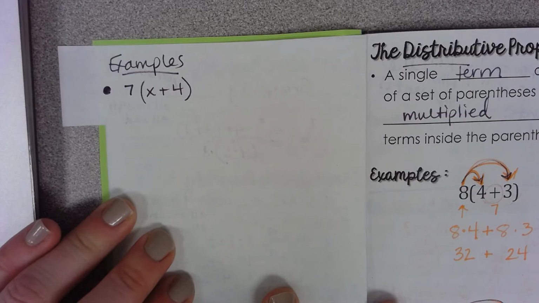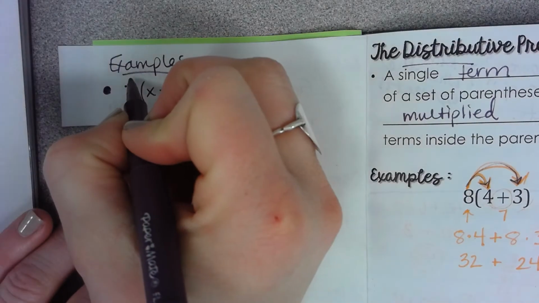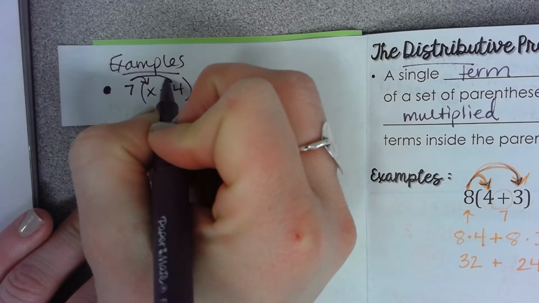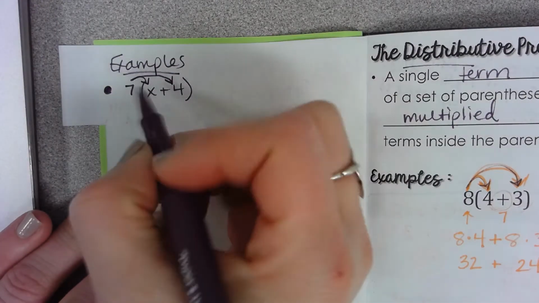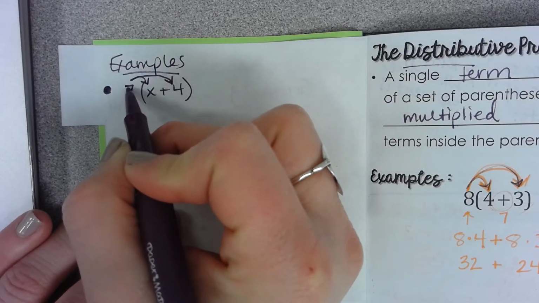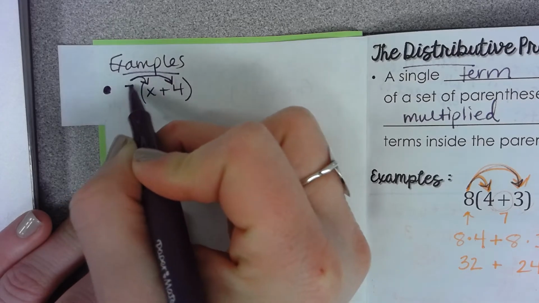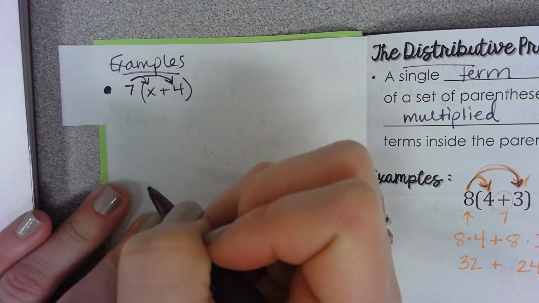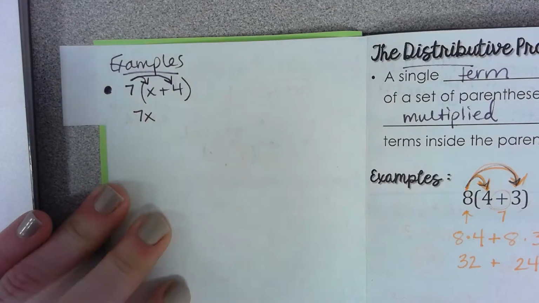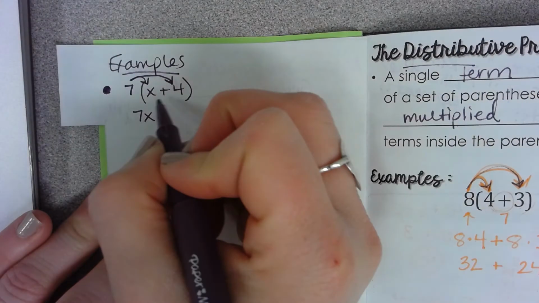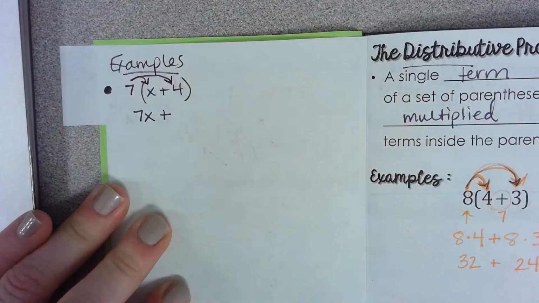Okay, so using the distributive property, I'm going to draw in my arrows. If it helps you to do that before you solve or as you solve, go right ahead and do that. And when I draw my arrows, that means I'm transferring this outside number to each number inside the parentheses, which means multiply. So I end up getting 7x, or 7 times x. My sign stays the same and it transfers down.